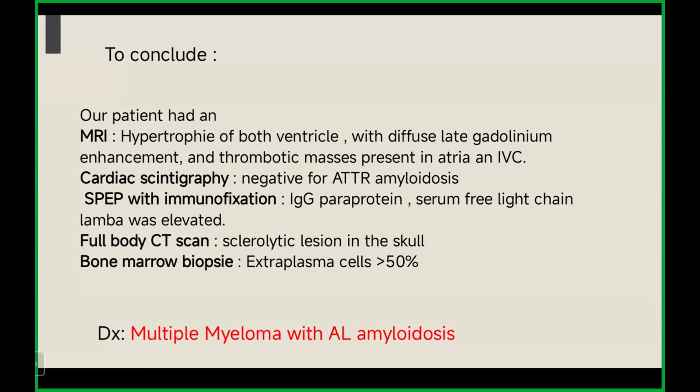Then we did a full body CT scan, which showed a sclerotic lesion in the skull, and the bone marrow biopsy showed extra plasma cells of more than 50%. Unfortunately, it was a very bad diagnostic. We had multiple myeloma with AL amyloidosis. Usually it does not have a good prognostic. So our patient in that case was more like palliative care.